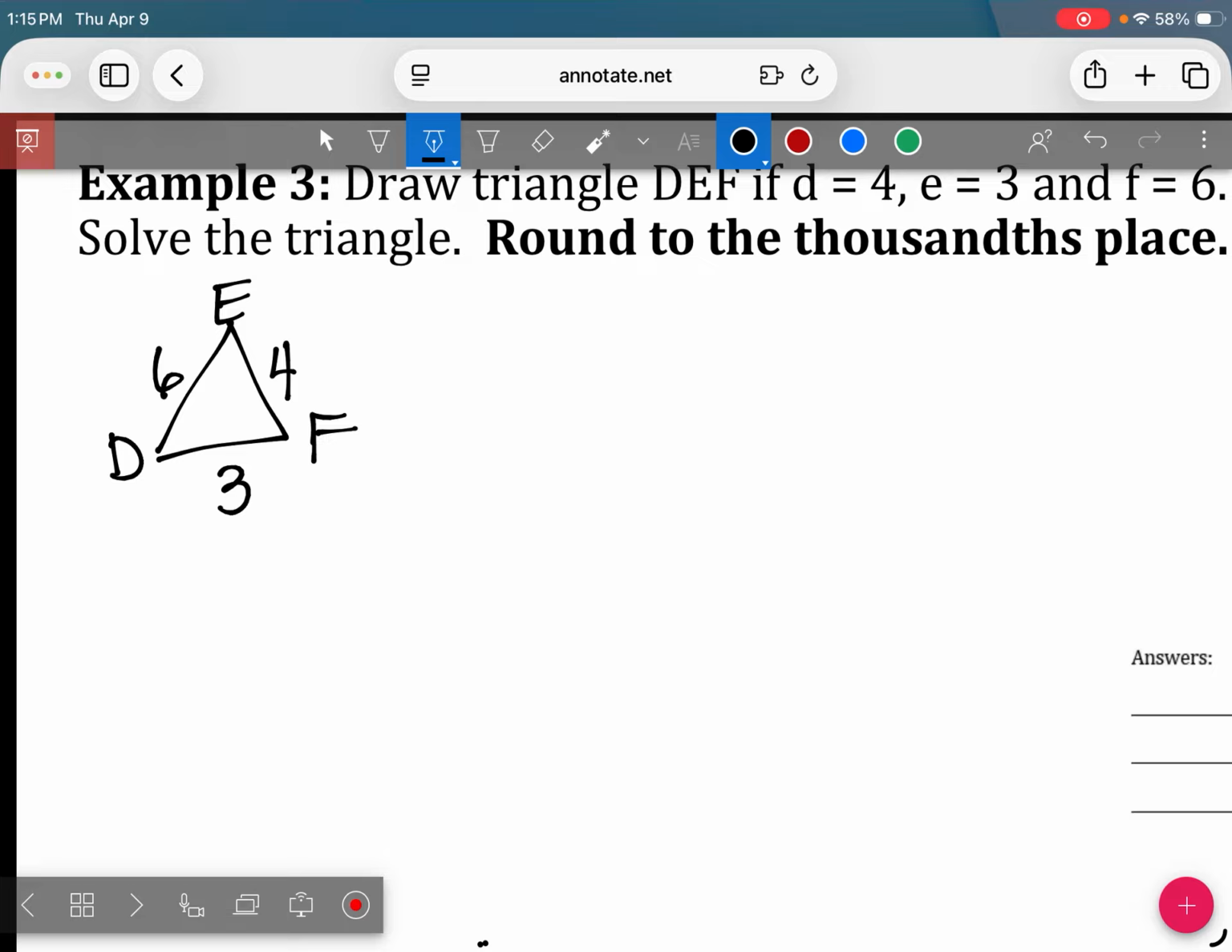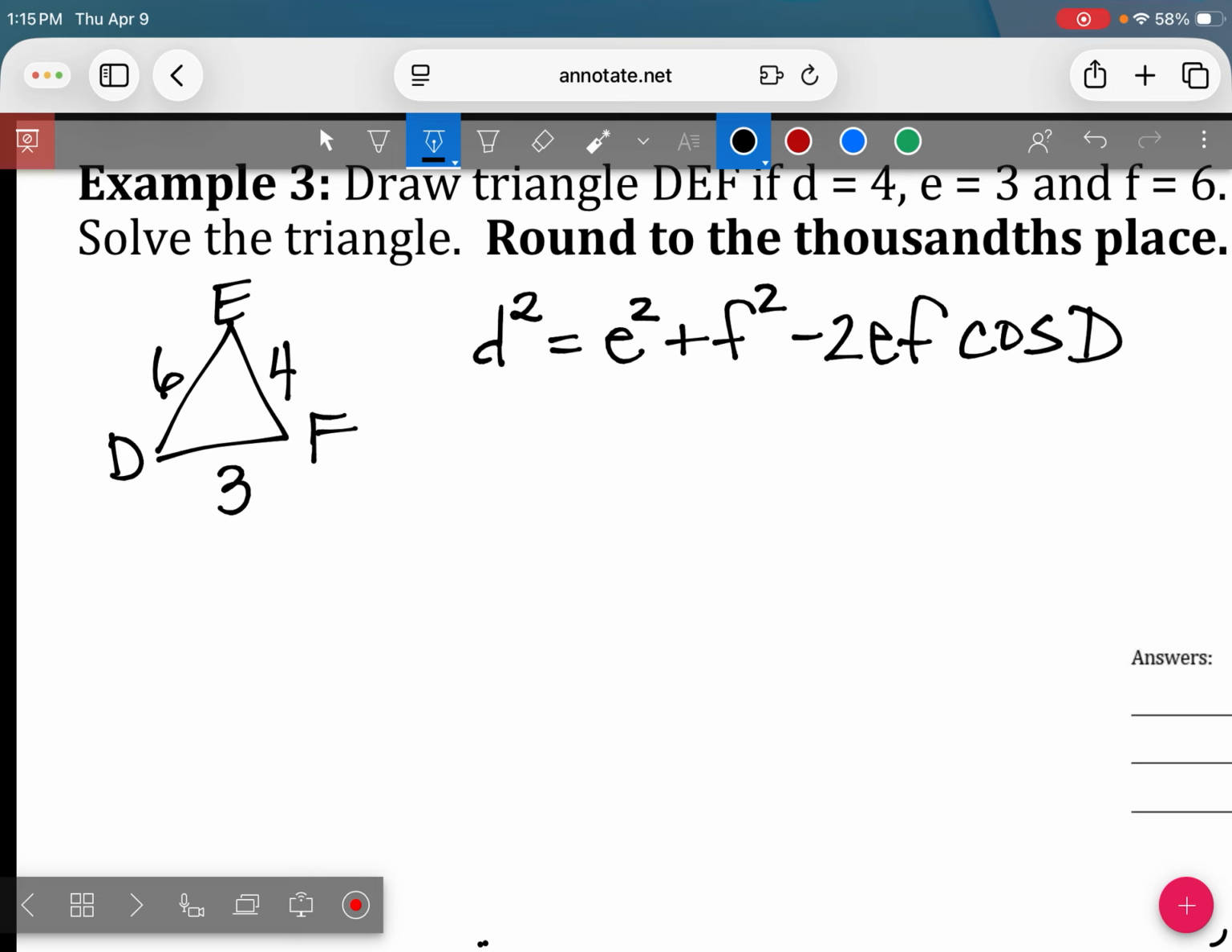So I'm going to start with angle D and set up my law of cosines. That would be little d squared equals the other two sides squared. See how that looks like the Pythagorean theorem? Then you're subtracting 2 times those two sides that are in the middle, and we're ending with the cosine of the angle we're trying to find. So let's go ahead and fill it in.